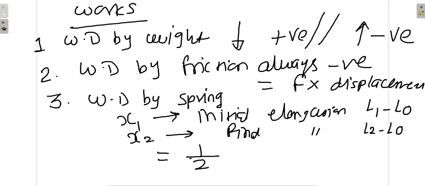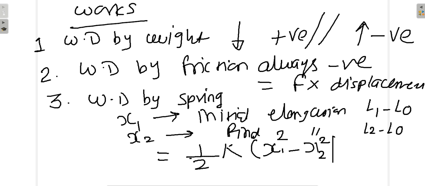It is half k x1 square minus x2 square. Please note, no sign conventions are required here. It is simply x1 square minus x2 square, don't forget. If it comes positive, it is positive, comes negative, it is negative. But just as we have used sign conventions here, no sign convention should be used while work done by the spring. It is just half k into x1 square minus x2 square. K is the force constant of the spring.